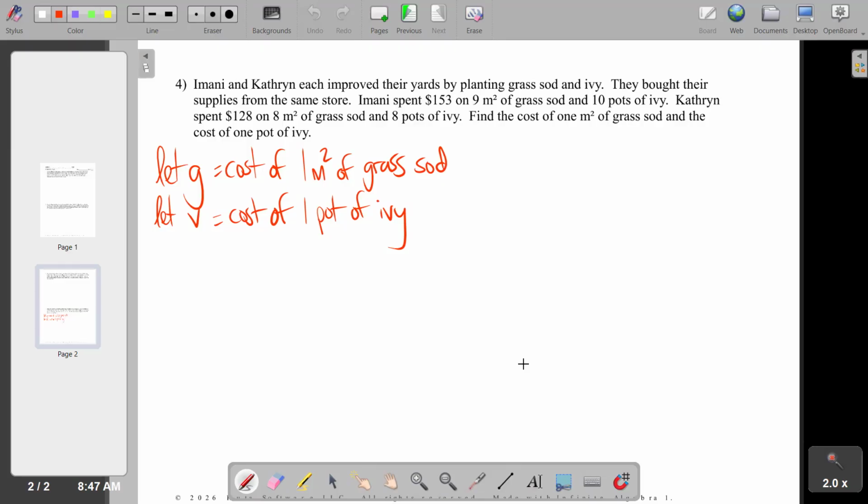Write your system, right? And if it wasn't a system problem, it would just be to write an equation, but everything we're doing here for a while is going to involve systems. So we're going to write two different equations. What's one of them going to say?